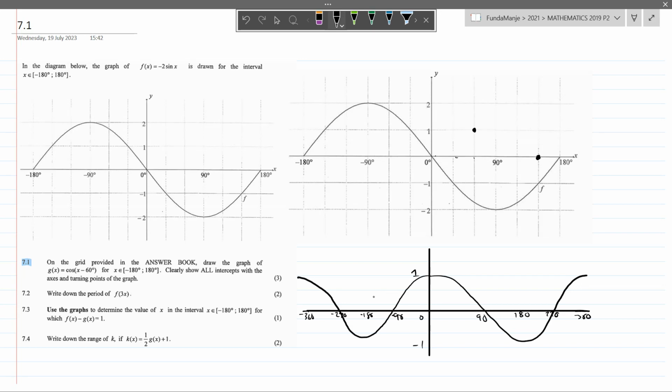So you can move this point 60 degrees to the right. That will be 30, 60. So somewhere over here as well, the graph will go down. And again, it usually turns at -180, which means it's usually -1 here. But again, it will be shifted 60 degrees to the right, like that.